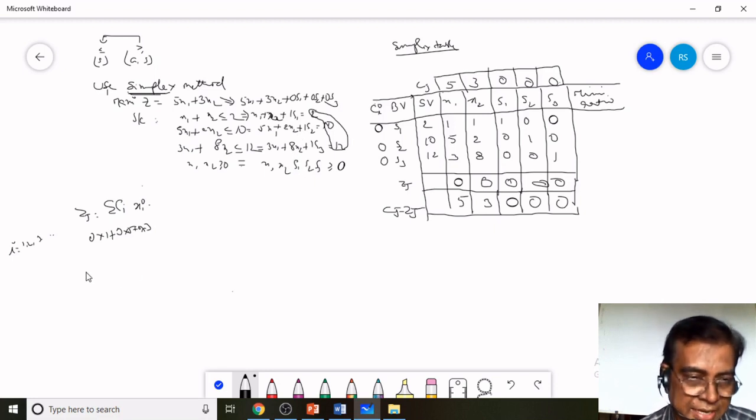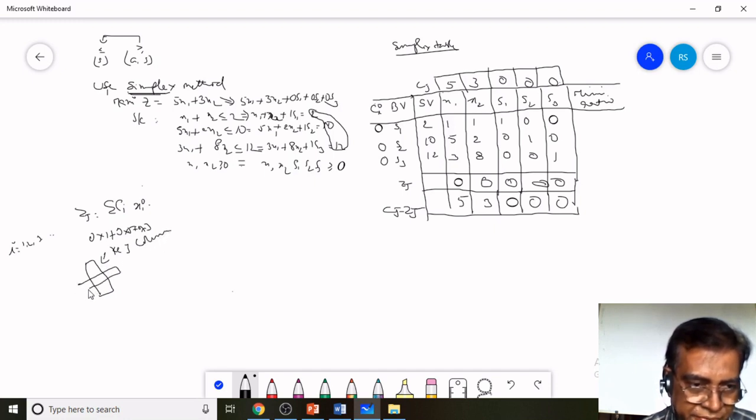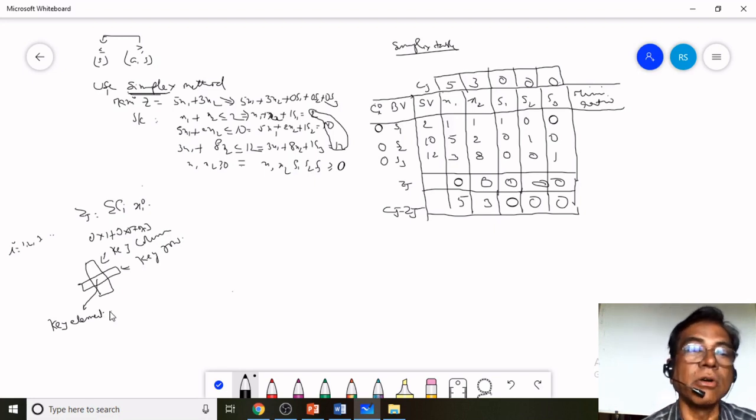Listen, if you make one box, this is called a key column. If you write like this, if your design is like this, it is called a key row. This point is called a key element. Key element.